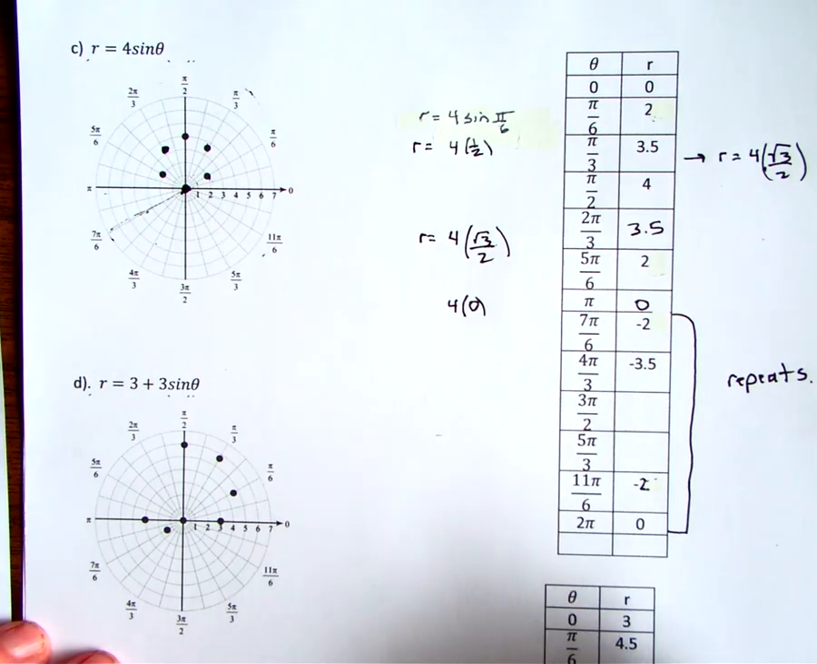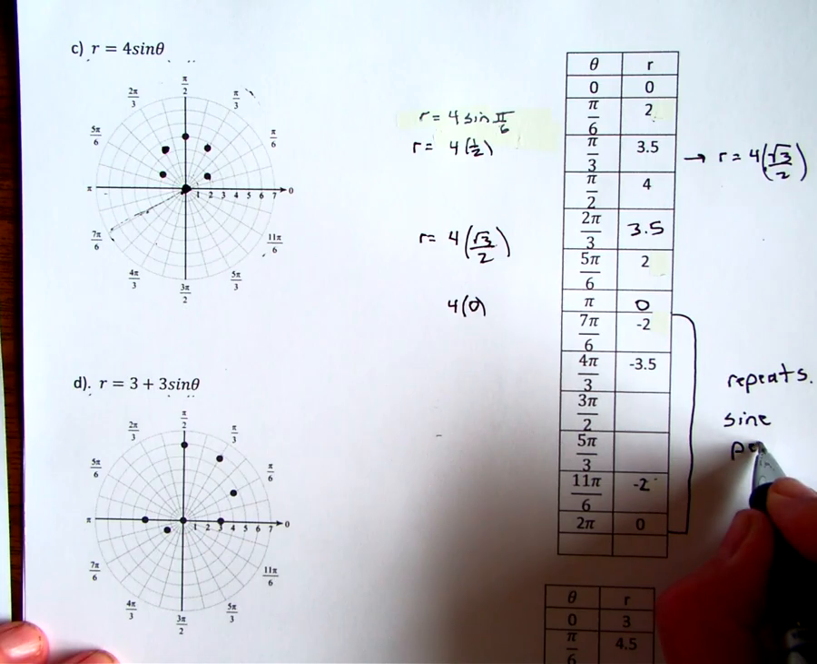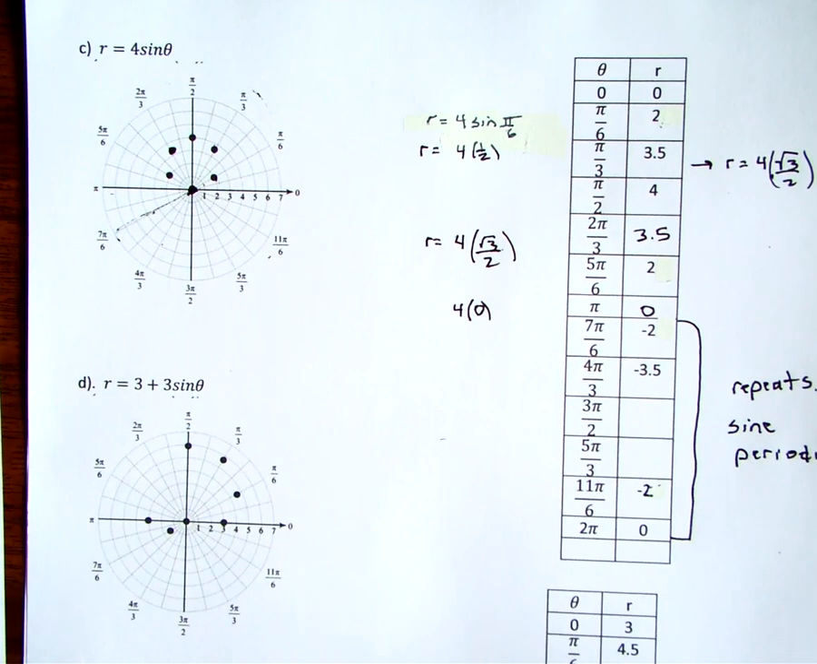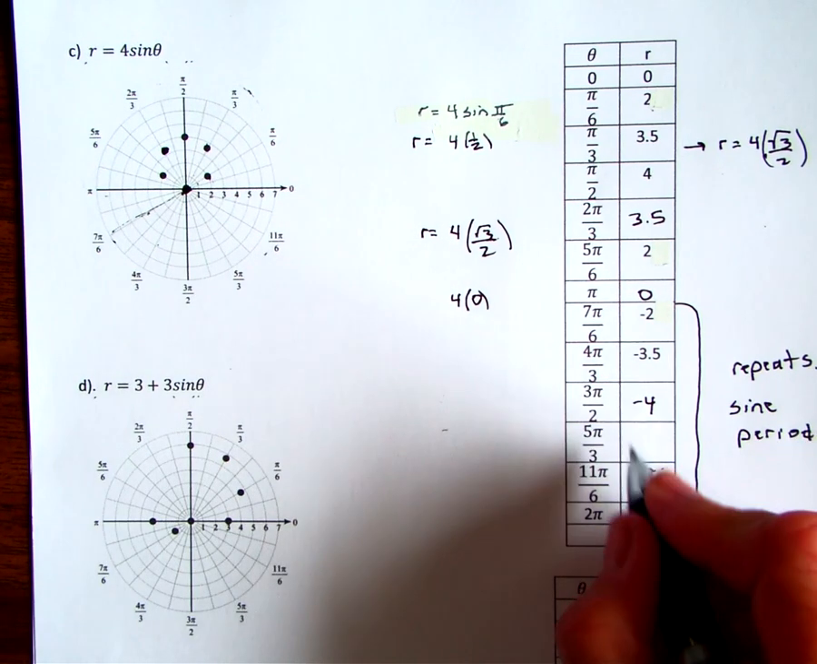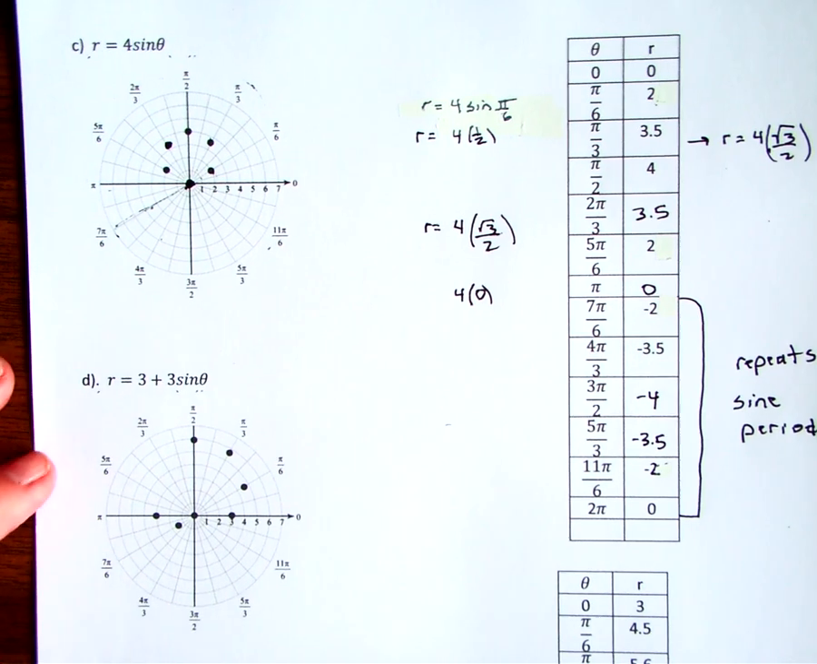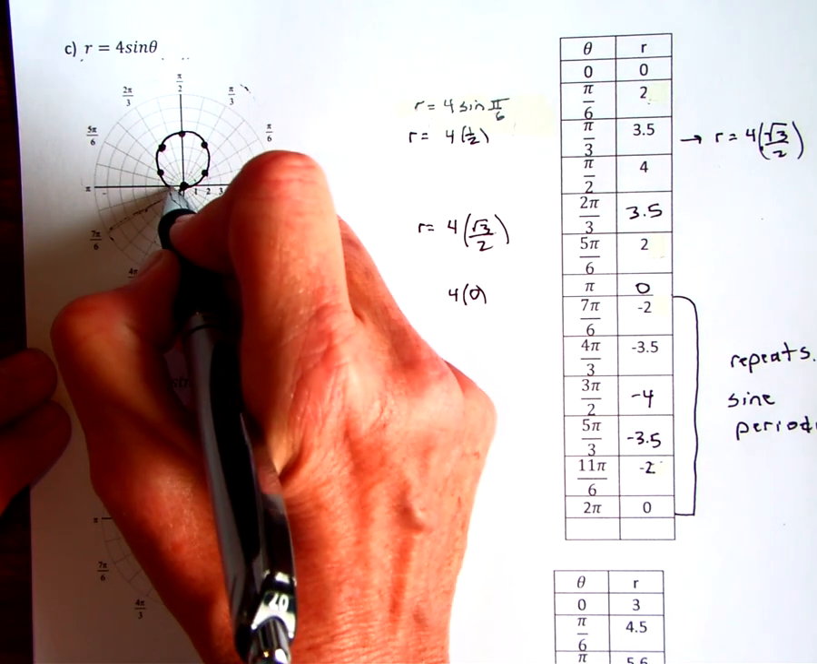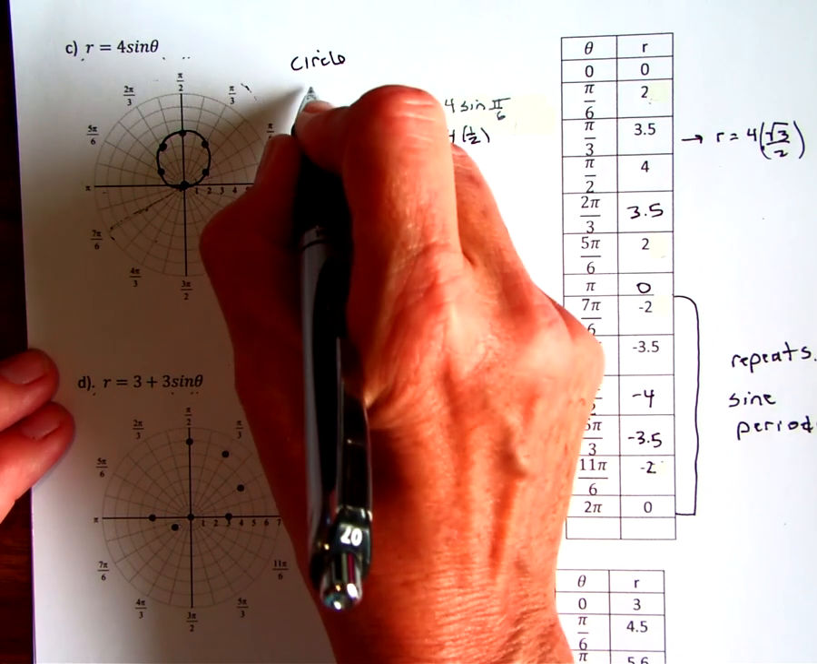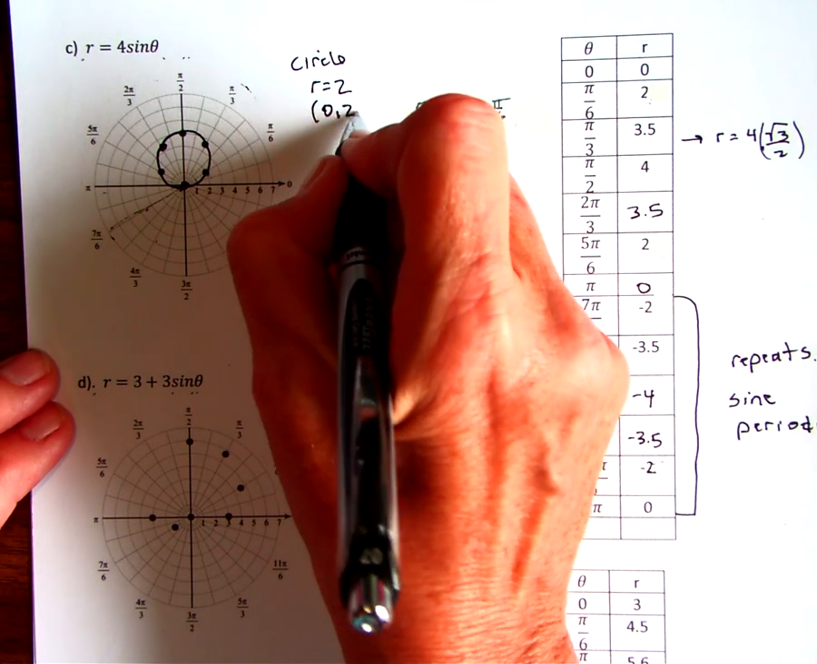And if you remember, sine is periodic. So there is a point where it repeats its values. So again, I don't need to fill in the rest of that. If you want to, I'm just going to say that's -4, that's -3.5. It repeats itself. So what I get, if I connect the dots, I have a circle. The radius is 2, and the center is at 0, 2.